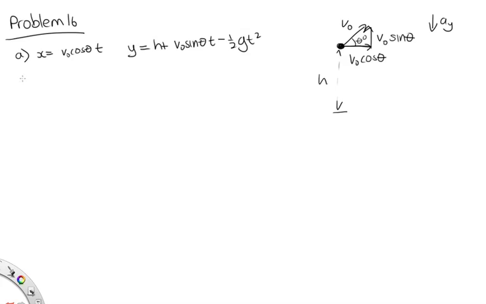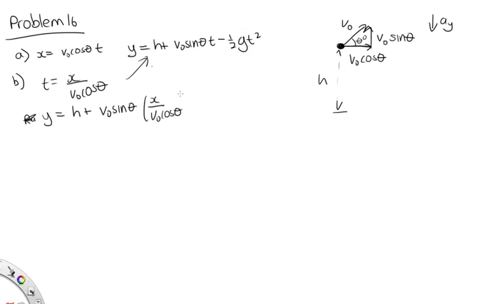Okay, in part B we're asked to eliminate t to find the range. So part B, we can rewrite this as t is equal to x over v0 cos theta. And then we substitute this into this equation. So the range, well, we have the distance travelled is equal to h plus v0 sine theta x over v0 cos theta minus a half g times x over v0 cos theta squared.